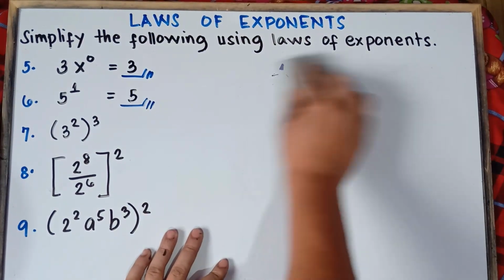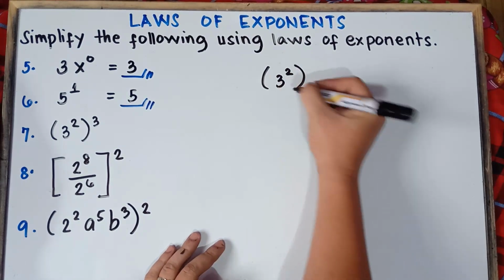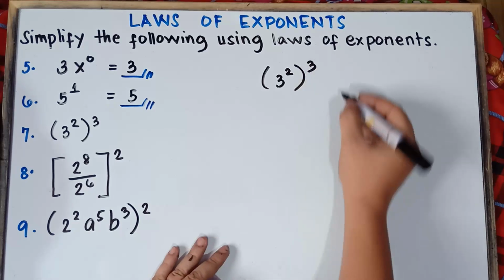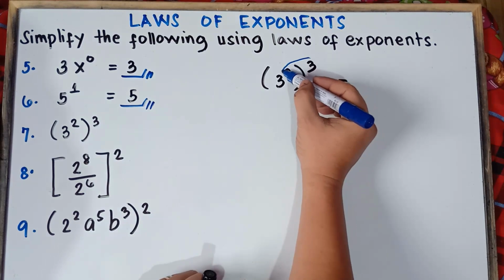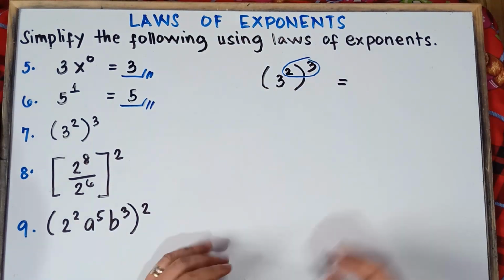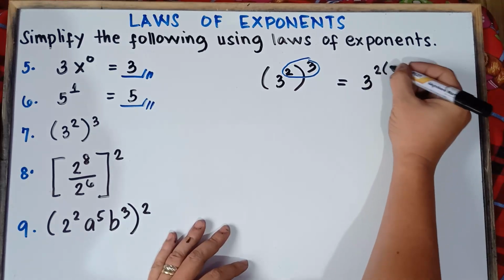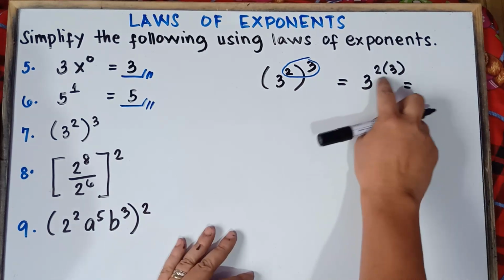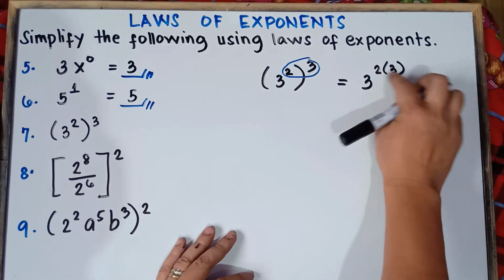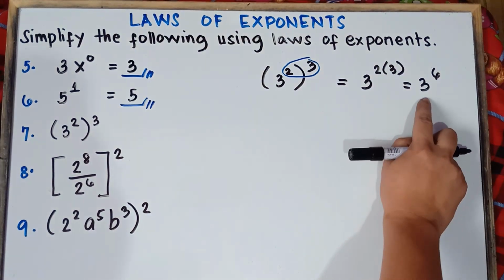Alright, so example number 7. Okay, quantity 3 squared raised to the power of 3. So once again, we can multiply the exponents. Simply multiply these exponents. So that would be 3 raised to the power of 2 times 3. Copy 3, then 2 times 3, that would be 6. So can we still simplify this one? Yep, we can still simplify this one.